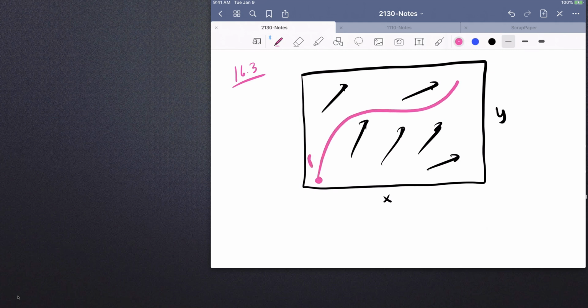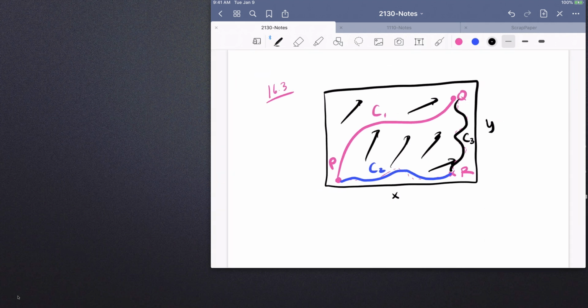Let's say here is the point P and here is the point Q, and then maybe there is this third point over here, R. We will then have a curve going from P to Q, a curve going from P to R, and then a curve going from R to Q. So we have three paths: C1, C2, and C3.